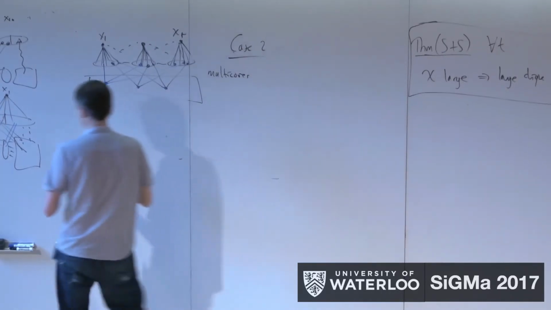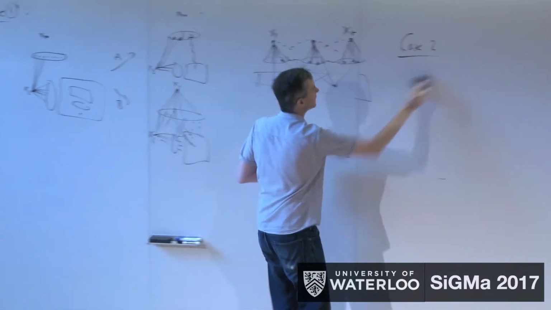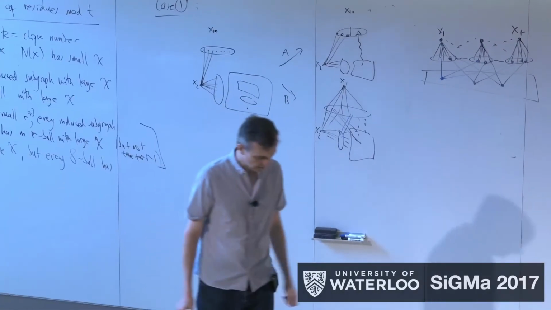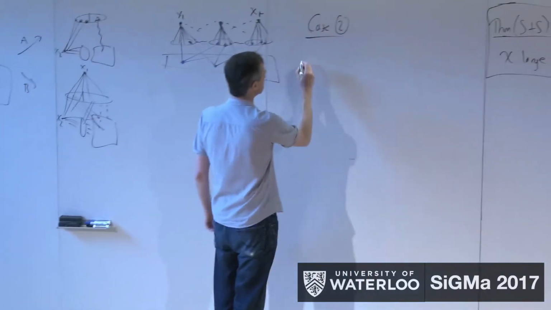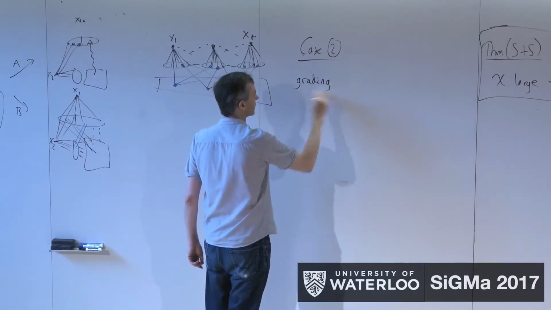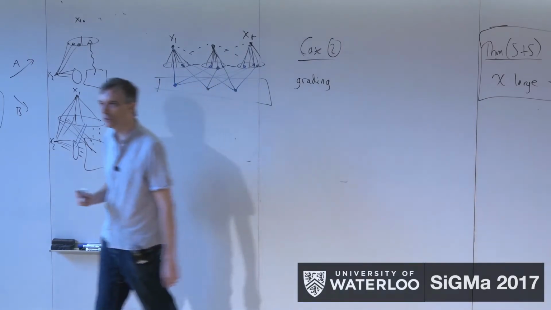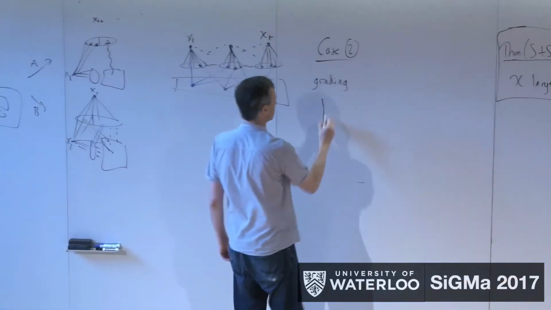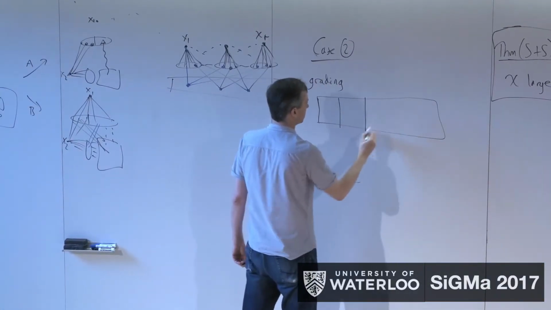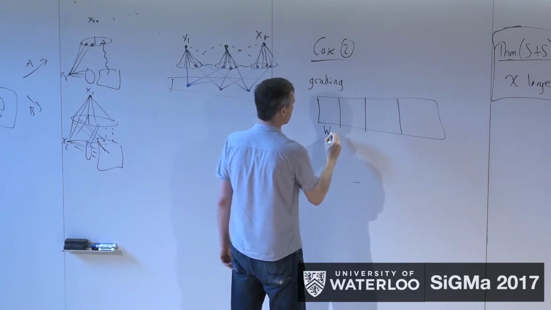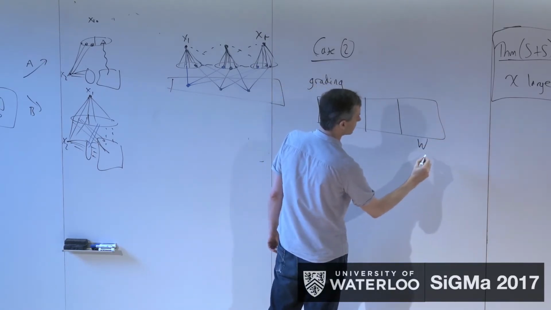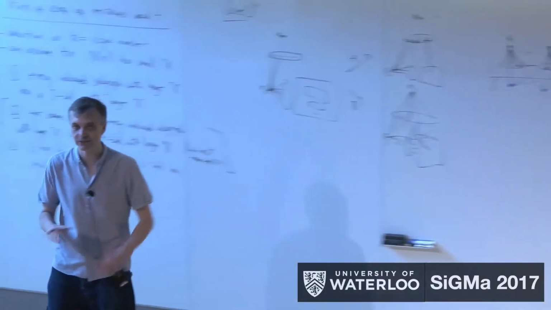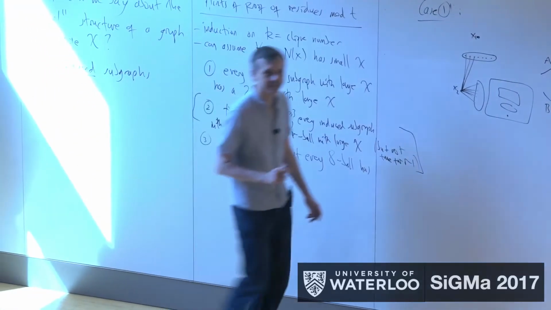So I ran a bit long on case 1, so I'll try to speed up. Right, for case 2, there's a kind of nice tool. It's called a grading, or we call it a grading. What's a grading in a graph? So it's just a sequence of sets of vertices. So let's say W1 up to WS. It's just a sequence of disjoint sets of vertices. So that's all it is. It's nothing complicated.